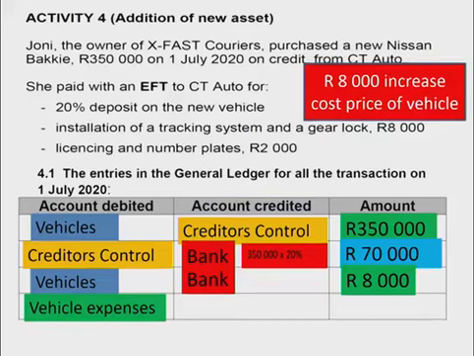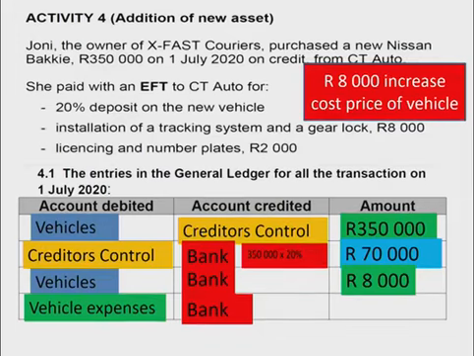So looking at that, we're going to group it under vehicle expenses. Okay. Then again, it's going to be bank, and we're paying 2,000 Rand. So the 2,000 Rand will not increase the cost price of the vehicle. Only the 8,000 Rand will increase the cost price of the vehicle.